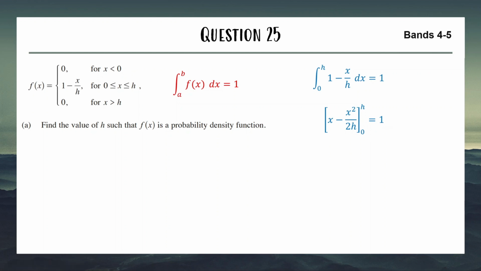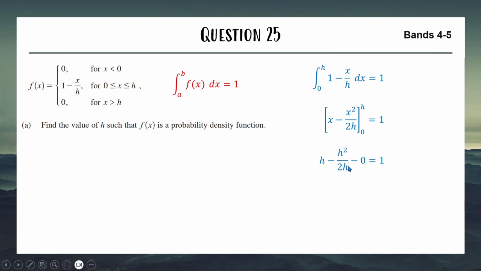So fortunately, when we sub in 0, everything just turns into 0, which is nice and friendly. So all we really need to do is sub in the value of h. So doing that, we get h minus h squared over 2h. And then the second limits, as I said, just give you 0, so we can just ignore those for now.